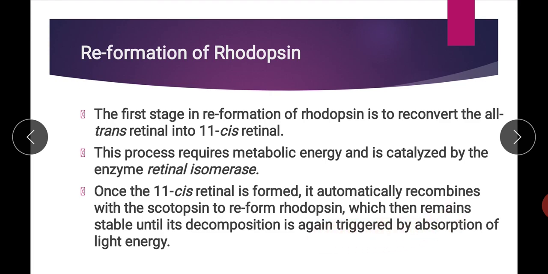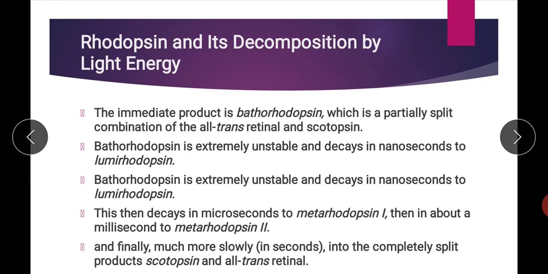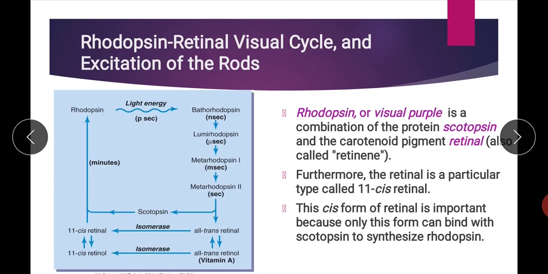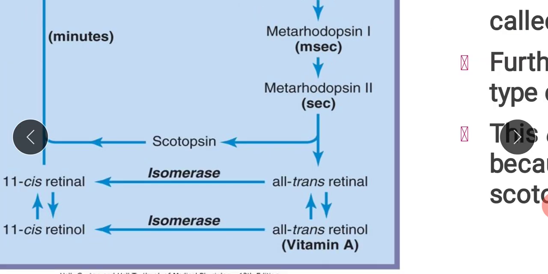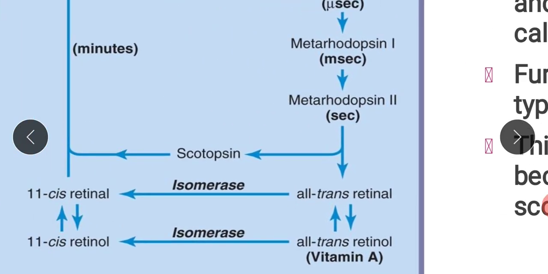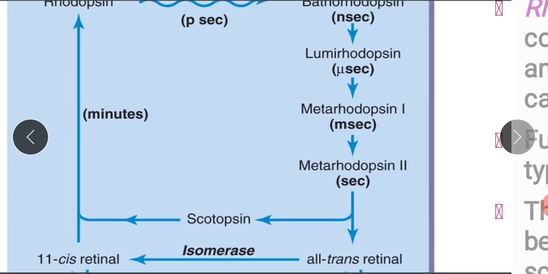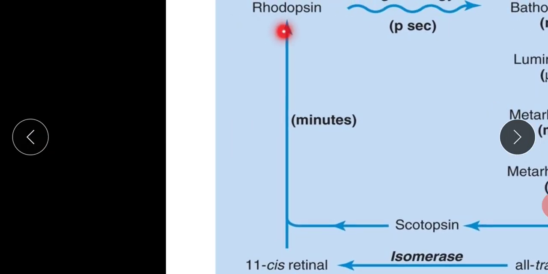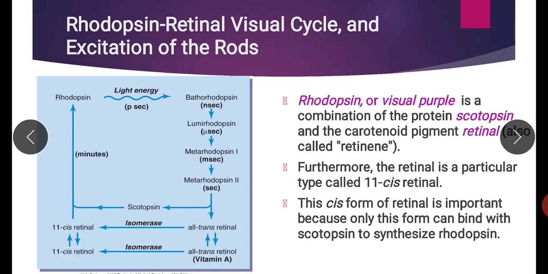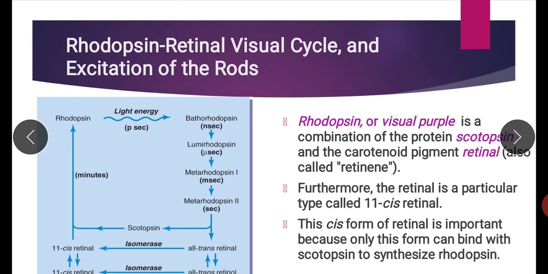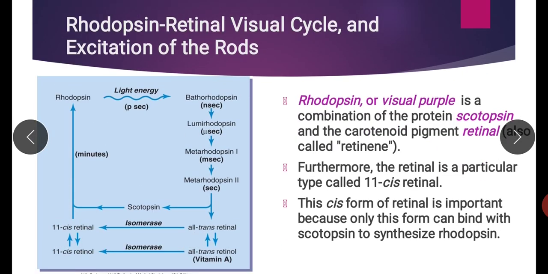So this is the whole cycle: rhodopsin is first converted into scotopsin plus all-trans retinal, and then all-trans retinal is converted into 11-cis retinal, and then it is once again combined with the scotopsin and converted into rhodopsin. So this is the whole visual cycle, starting from rhodopsin and ending with rhodopsin.